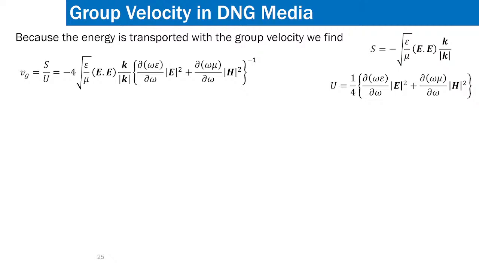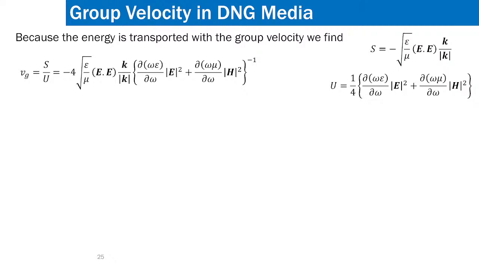The magnitude of Poynting vector S is equal to minus root over of epsilon by mu E dot E into k upon absolute k. This is the Poynting vector. Similarly, energy density we have just seen, 1 by 4 into this expression, the expression within the bracket.